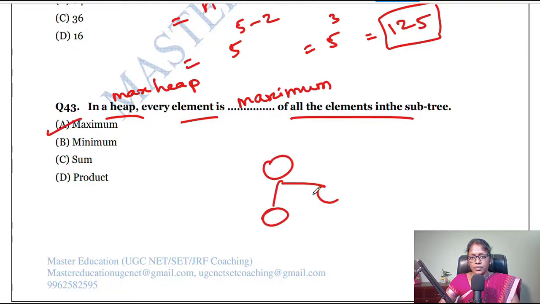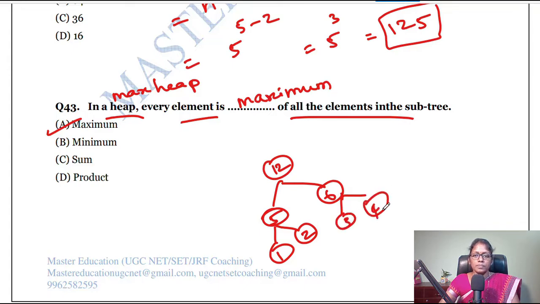For example, this is 5 and this is 6, this should be 12, and this 5 should be greater than whatever elements are below it; it should not be 1 or 2 like that. Whatever element it is, it should be less than 6, so 3, 4. Here 5 is the root for 1 and 2, right? So the root element is greater than its subtree. So this is called a max heap. In a max heap, every element is the maximum of all the elements in the subtree.